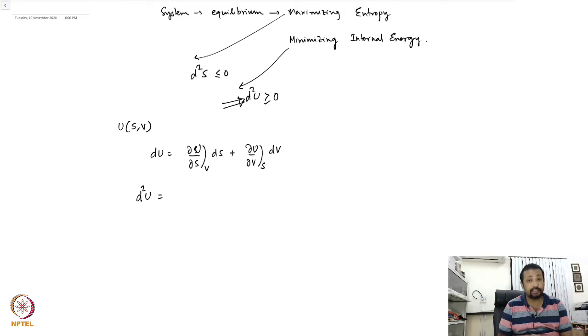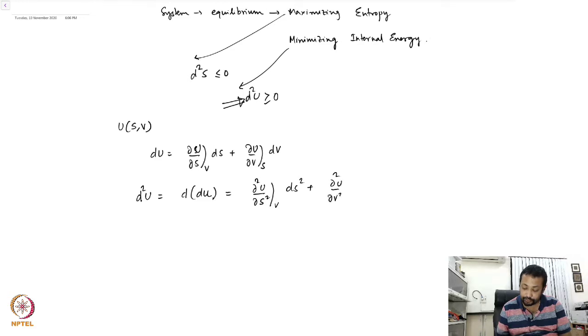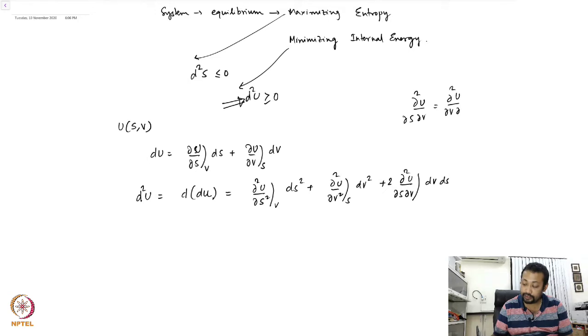I now want to calculate the second differential, d2U, and for that I can just treat dU as a function, and once one does this calculus, one will come up with the expression (∂²U/∂S²) dS² + (∂²U/∂V²) dV² + 2 (∂²U/∂S∂V) dV dS. The factor of 2 comes in because the mixed derivatives are equal, which means that ∂²U/∂S∂V is equal to ∂²U/∂V∂S, and that follows because U is a state function.